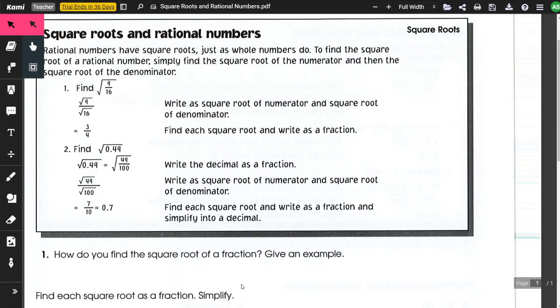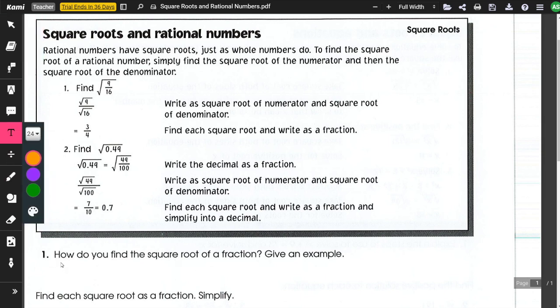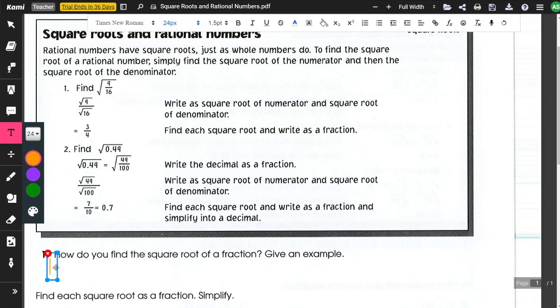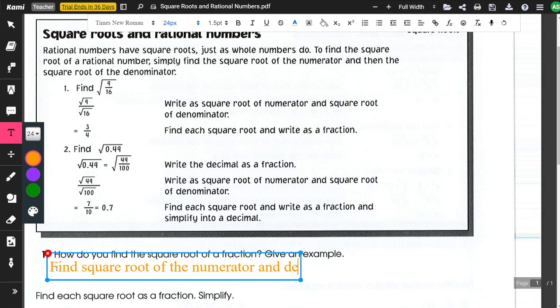So for problem number 1, it says, how do you find the square root of a fraction? So to find the square root of a fraction, you just find the square root of the numerator, which is the top number, and the denominator, as if they were two separate numbers.